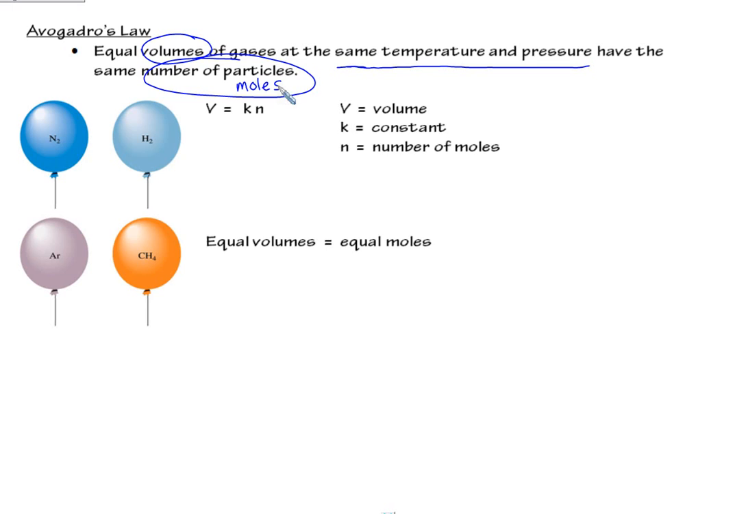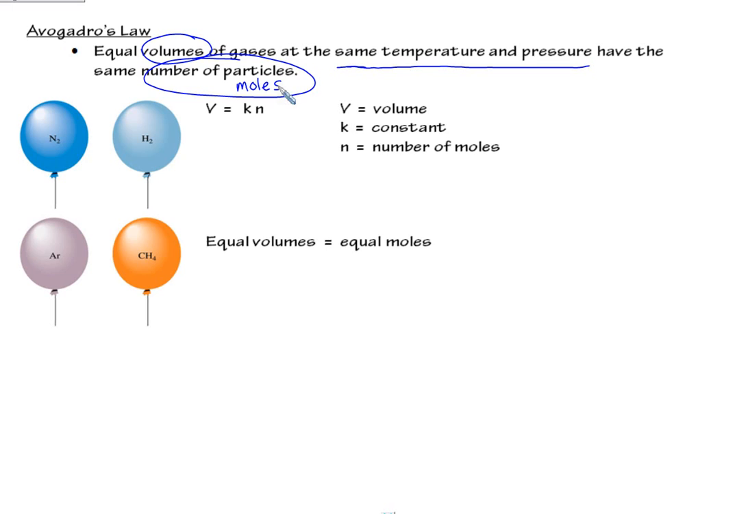Okay, so here's what happens. Let's say I have these 4 balloons, and they're filled with different gases. If they're at the same temperature, the particles have the same amount of kinetic energy, which means they're going to have equal amounts of collisions. And if they're at the same pressure, again, there must be the same amount of collisions inside those balloons. So if there's the same amount of collisions, expanding them to the same volume, there must be the same amount of particles inside the balloon.